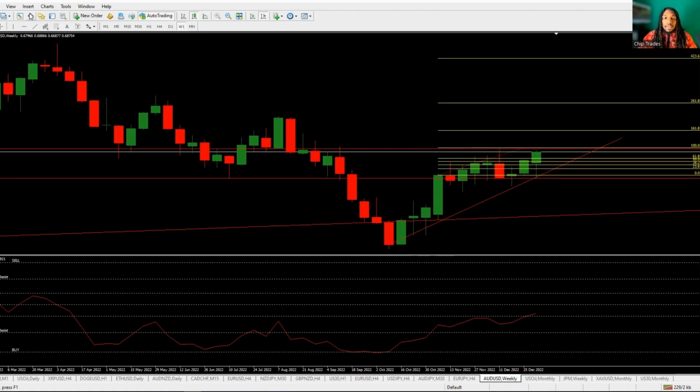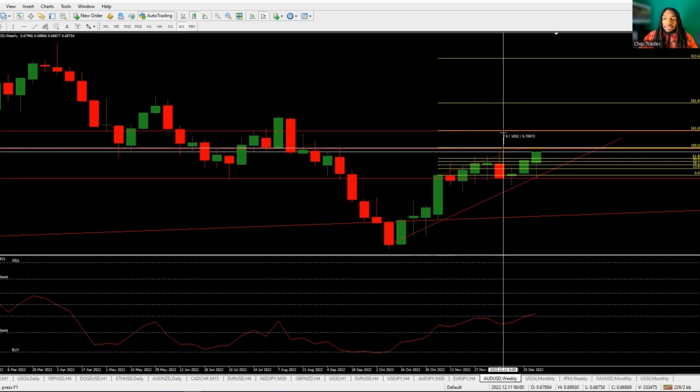So I'm going to throw my Fibonacci's on here, and this is on the weekly. I'm going to wait for that break. We got about 130 pips from that break from the weekly. So let's do that. Let's take that AUD to the bullish side.